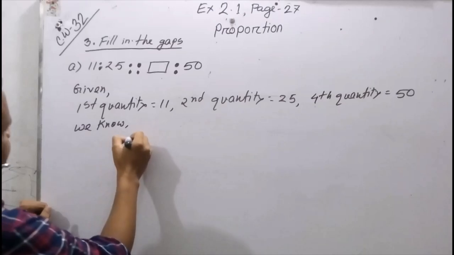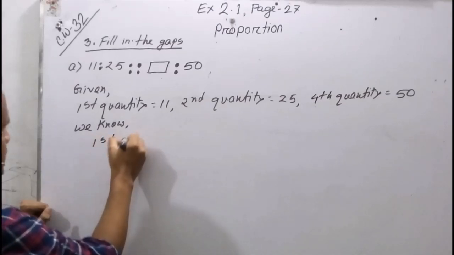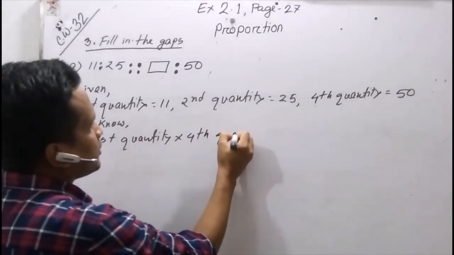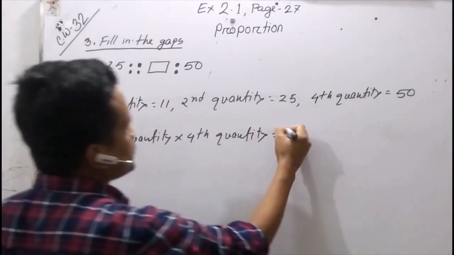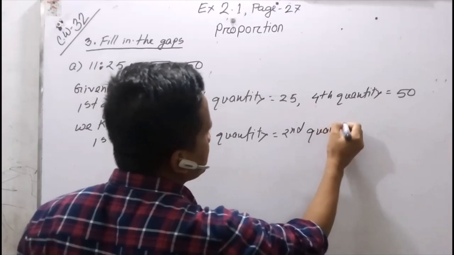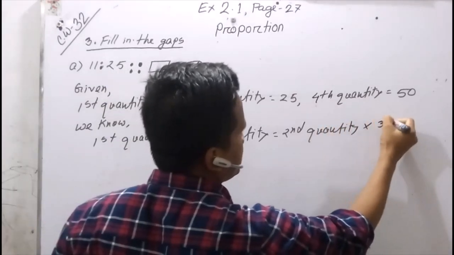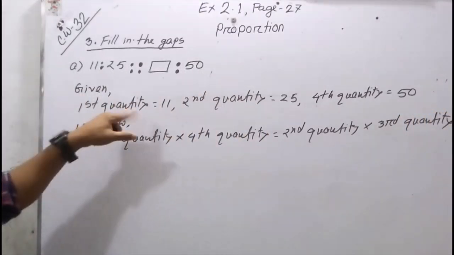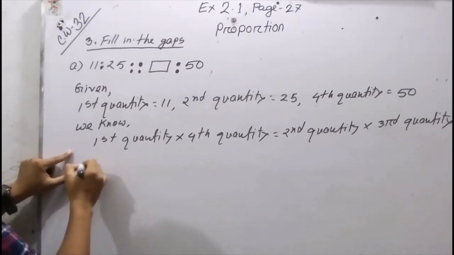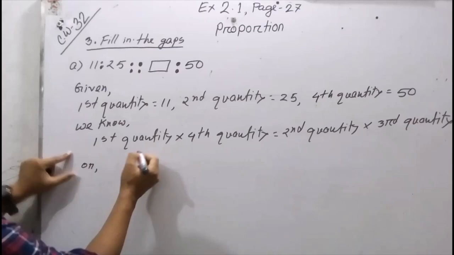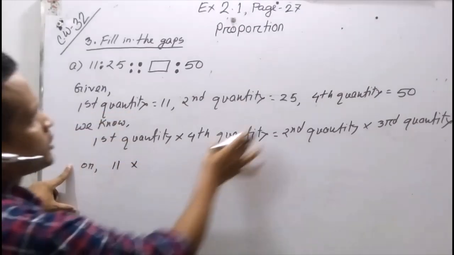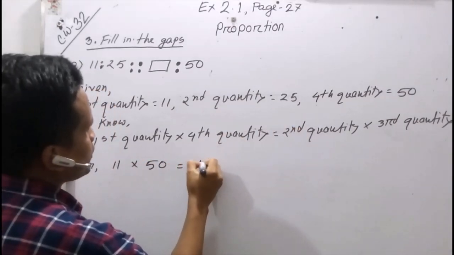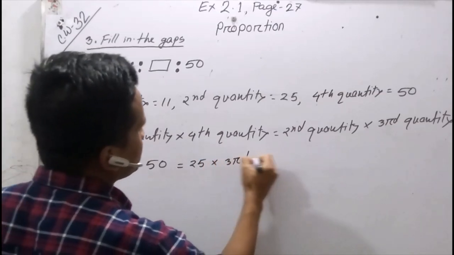Now tell me the statement which I have written last: first quantity into fourth quantity equal to second quantity into third quantity. Now just put in the values of the first, second and fourth, then we get the third quantity. First quantity given is 11, into fourth quantity given 50, and second quantity given 25, and we have to find the third quantity.